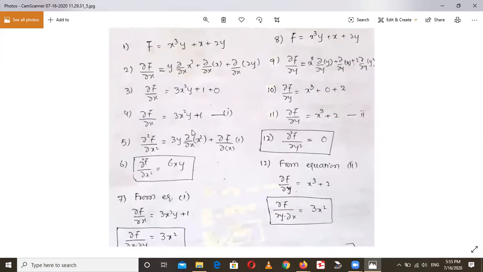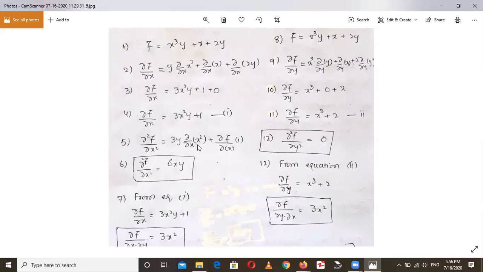In equation 1, we have already differentiated this function with respect to x. Again, we will differentiate this function with respect to x. So take differentiation with respect to x on both sides. This will become del square f divided by del x square. This is the same thing, this represents fxx. Here I am going to differentiate this equation with respect to x. So move this 3 and y forward from the derivative, and I will only differentiate x square.